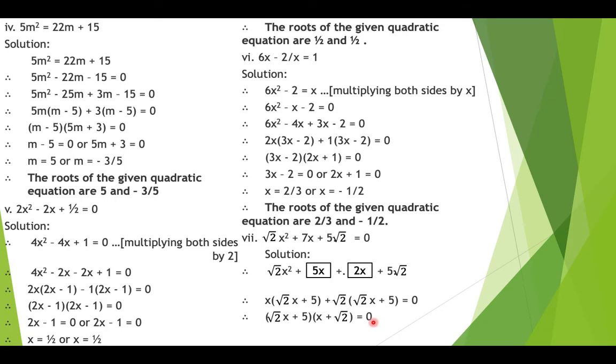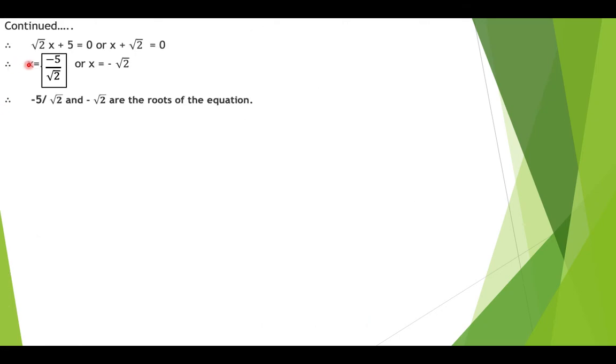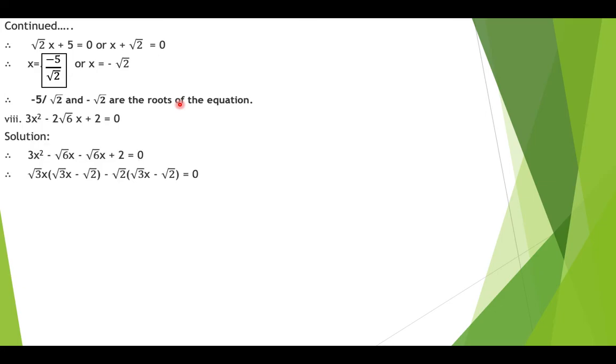to 0. So the solution is root 2x plus 5 is equal to 0 or x plus root 2 is equal to 0. Therefore x is equal to minus 5 by root 2 or x is equal to minus root 2. Therefore the solution is minus 5 by root 2 and minus root 2 are the roots of the quadratic equation. Okay, now let us go for the 8th sum.